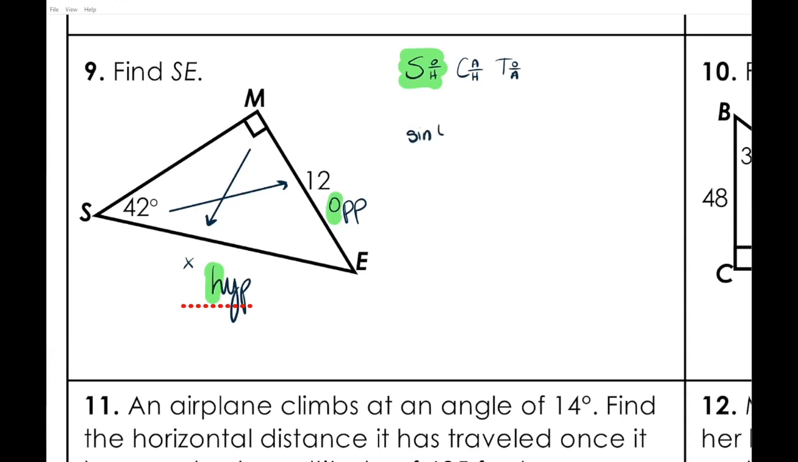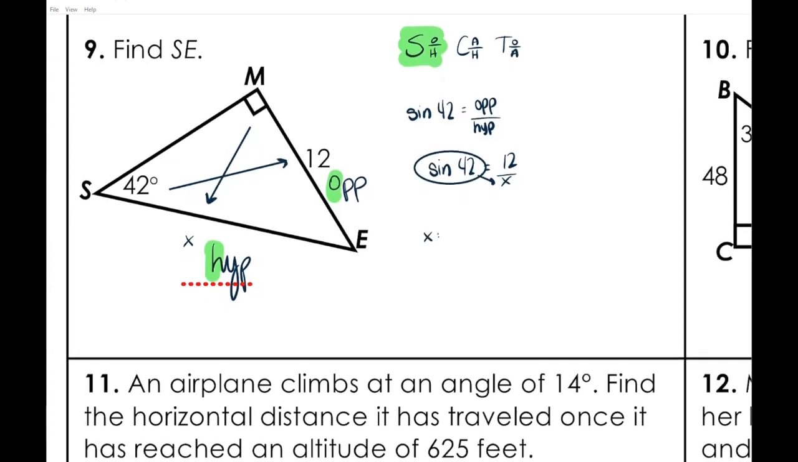Sine of 42 is the opposite side over the hypotenuse. Sine of 42 is 12 over x. So it's a little different now. When we cross multiply, remember this cannot be separated. It's one thing. It's its own number. It's like saying radical 42. We wouldn't just multiply by 42. We end up with x times the sine of 42 equals 12.